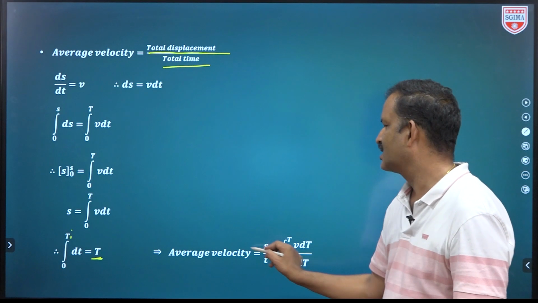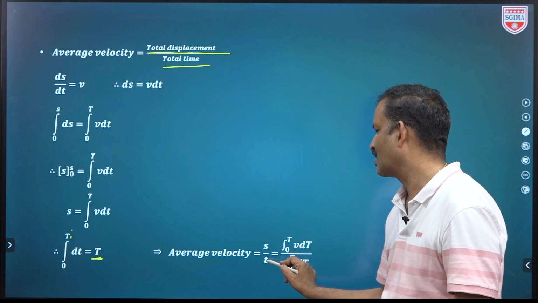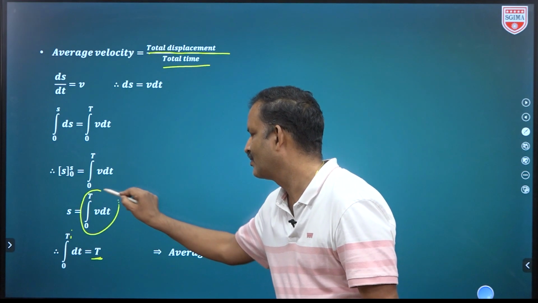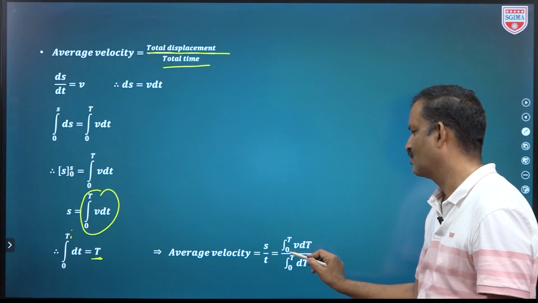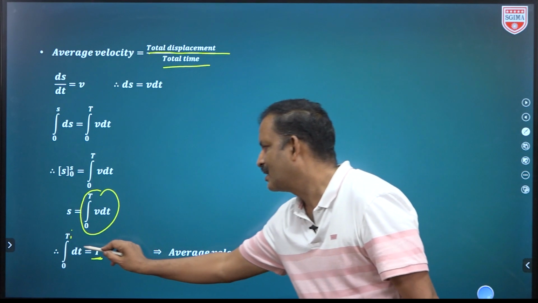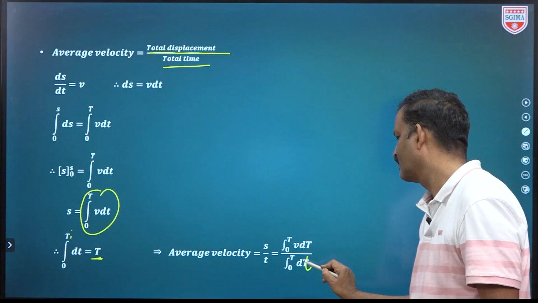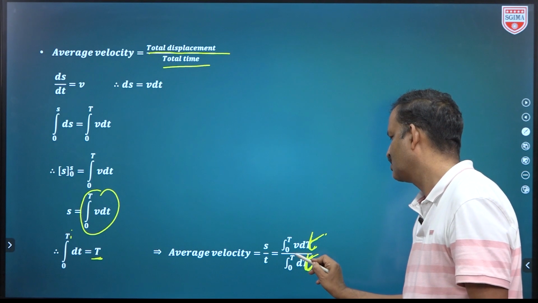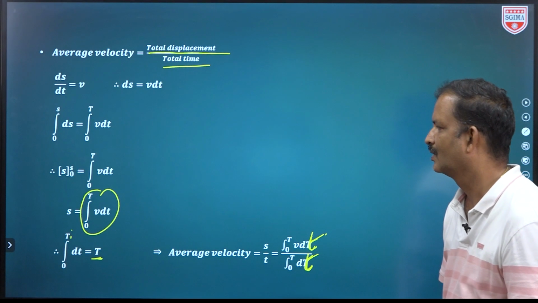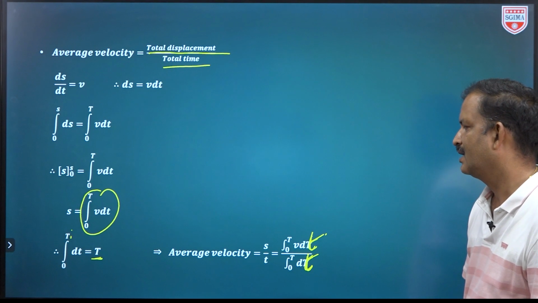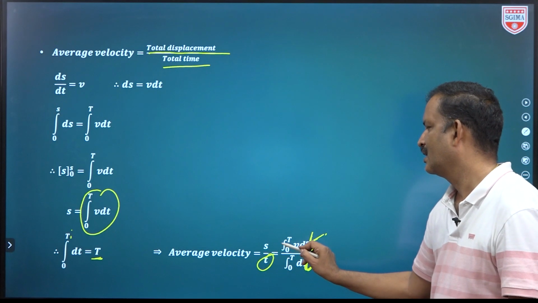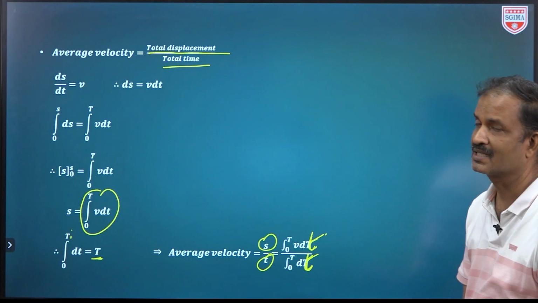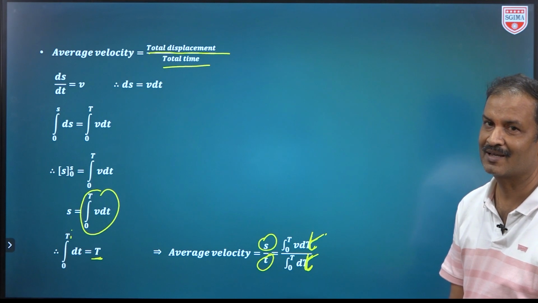So average velocity is total displacement by total time. Total displacement is nothing but integral of v dt from 0 to t, by integral of dt from 0 to t. Integral of dt gives total time. Integral of v dt from 0 to t gives total displacement. So average velocity is nothing but total displacement by total time.